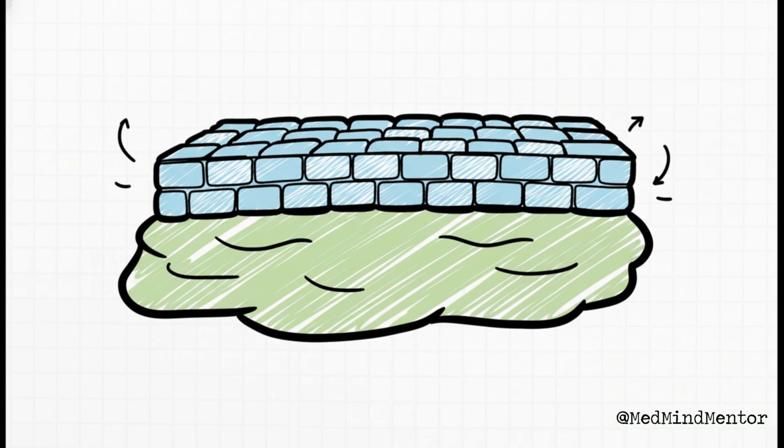Kicking things off, we have epithelial tissue, or epithelium. You know, the name itself gives you a huge clue. Epi means upon, and thelial means to rest, and that's exactly what it does. This tissue always rests on top of another tissue, creating all the linings and coverings in the body.